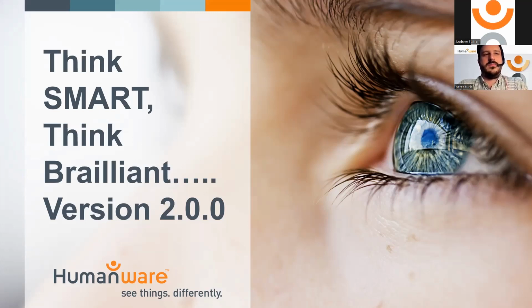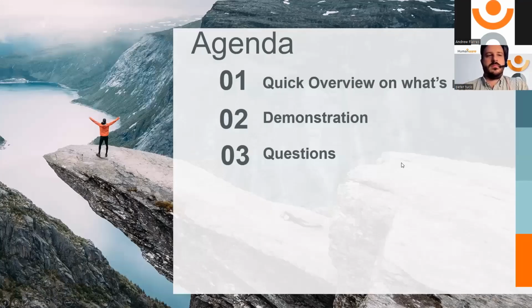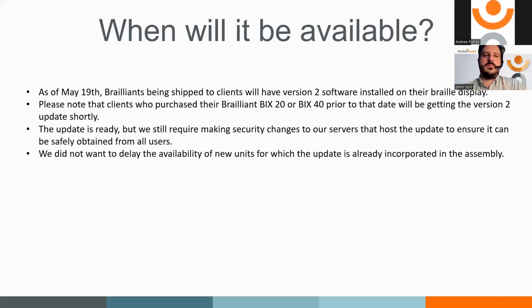Welcome to today's webinar with Think Smart, Think Brailliant, the new version 2.0.0. We've got a fully packed webinar to talk about today. So we're going to have a look at the overview of what's new, what's coming into this new version of 2.0, followed then by some demonstrations. Peter will be demonstrating some parts of the new features as well as myself. And then at the end, we'll have some time for some Q&A as normal.